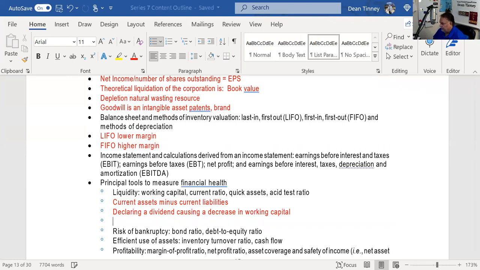Again, the risk of bankruptcy is if we have too much of the stuff. So here, these are liquidity ratios. Our next one, as you see here, is the current ratio. The current ratio is the current assets divided by the current liabilities.